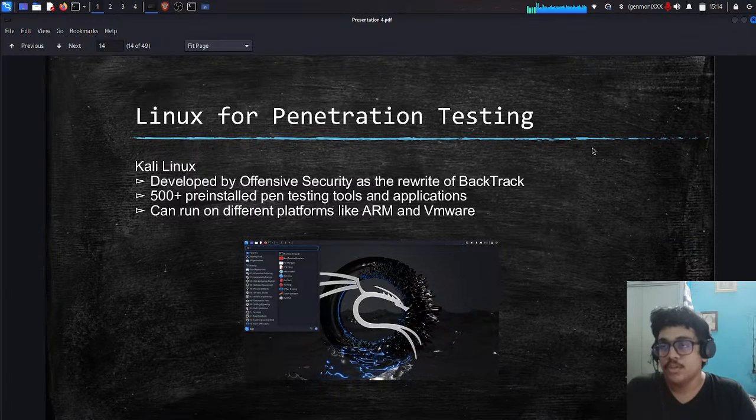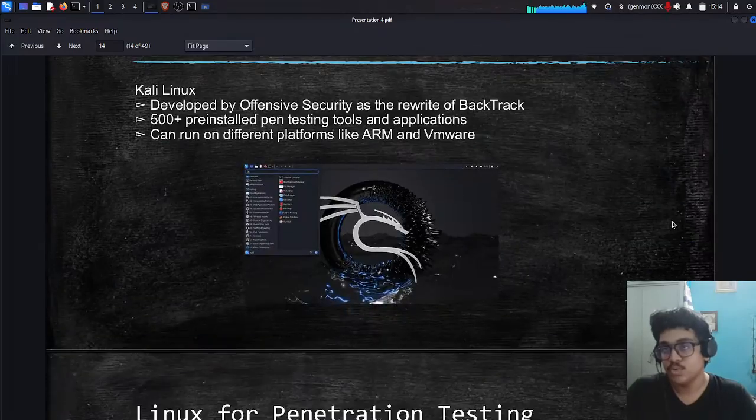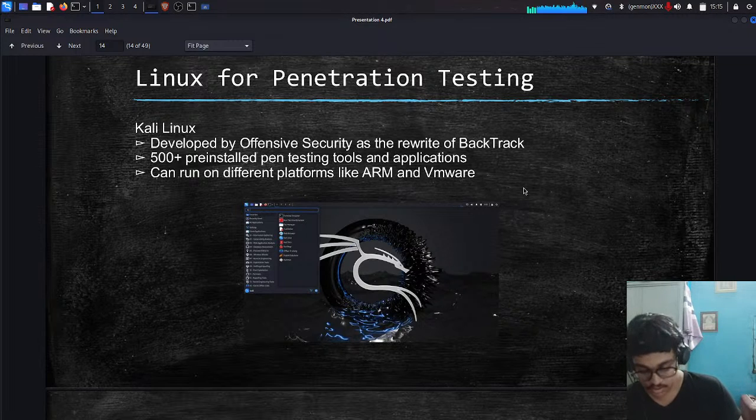So how will Linux be used by us for penetration testing? Firstly, we should know what different kinds of Linux are being used today. Firstly, the most basic and used everywhere, even in the government sector, Kali Linux.